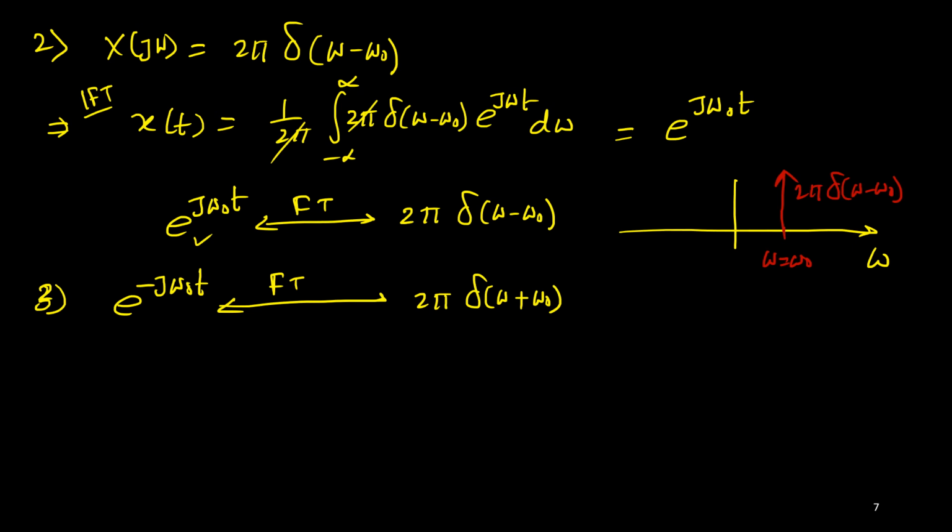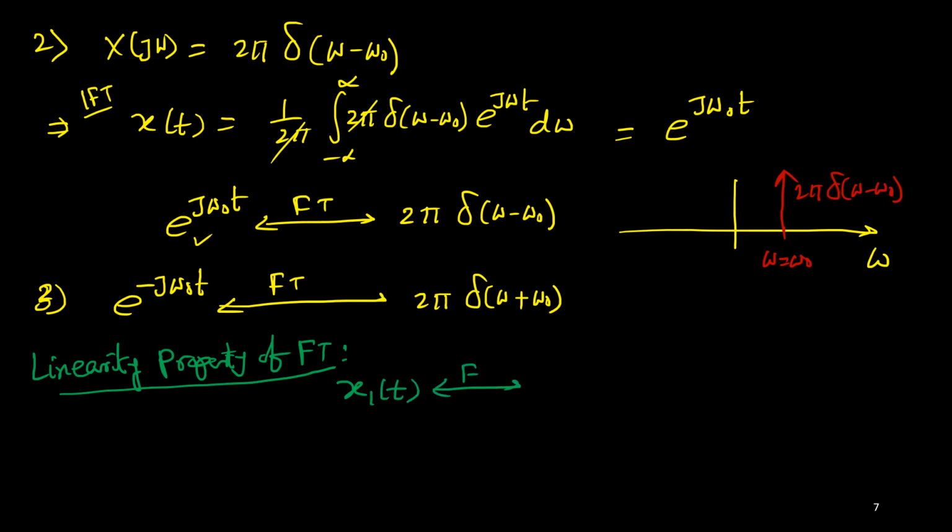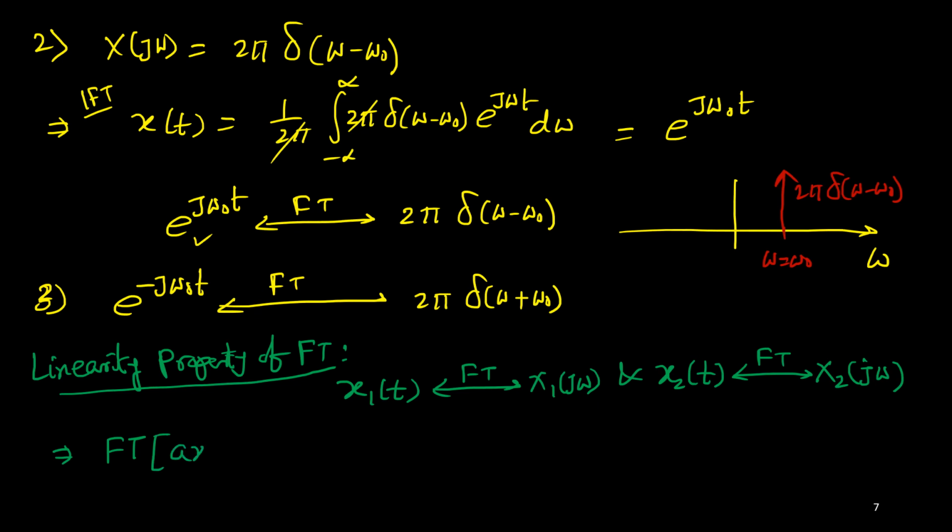Linearity property of Fourier transform. What is this? If we have a signal x1 of t and its Fourier transform is capital X1 of j omega, and for x2 of t its Fourier transform is, suppose, capital X2 of j omega, then the Fourier transform of a composite signal, suppose a x1 of t plus b x2 of t, will have, you see what I can do.